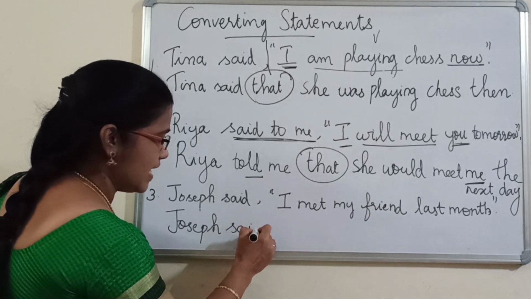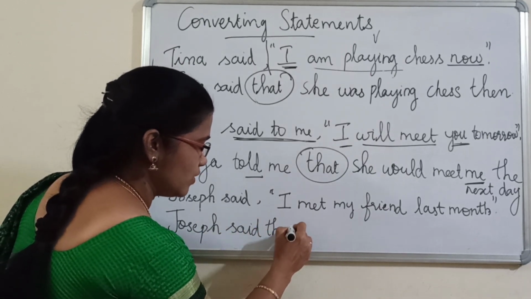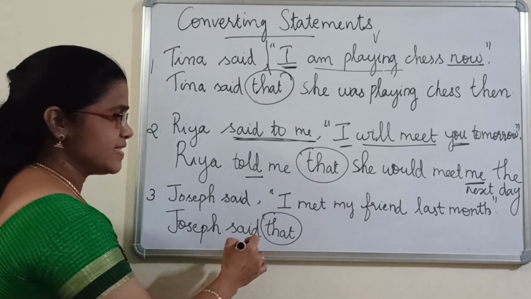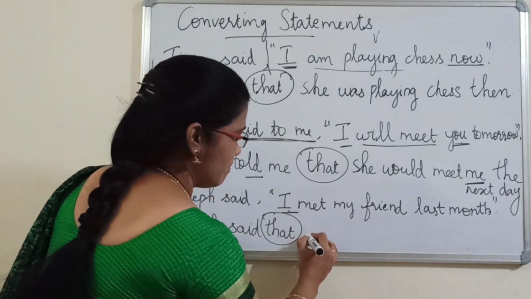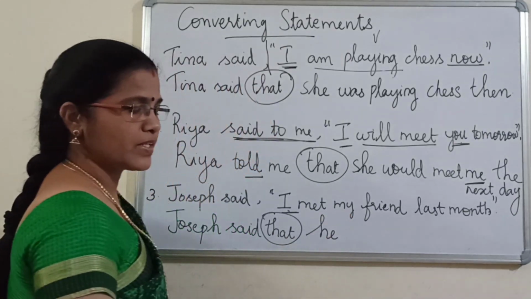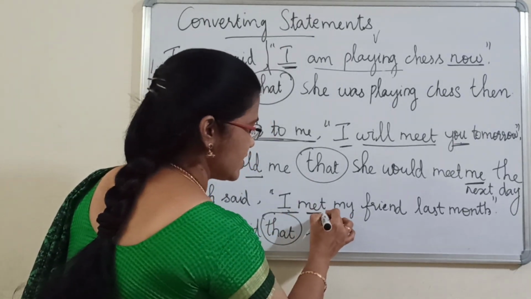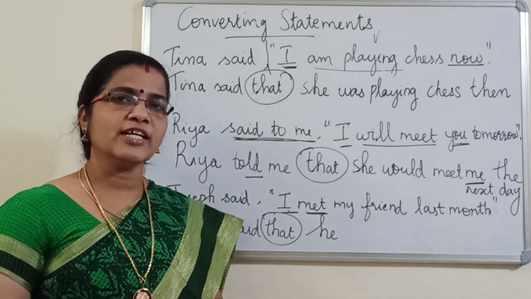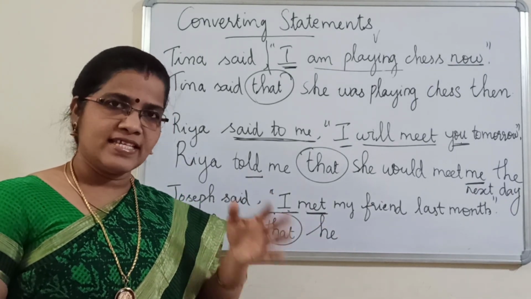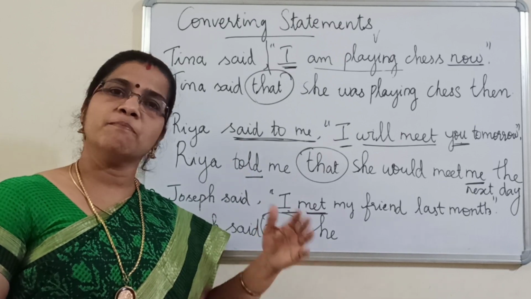Joseph said that. Again, what do we use to combine that? Said that. Now I refers to Joseph. It's a man, no? So we use he, right? He. Now met. What tense is this? Simple past tense. As per the rule I told you, it can either remain the same simple past tense or it should become past perfect tense.